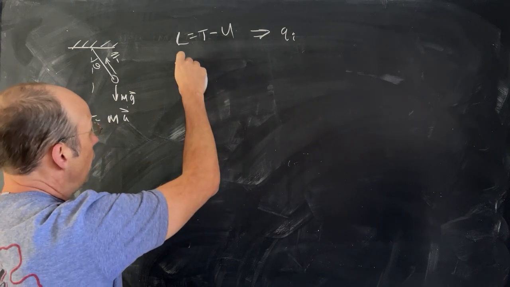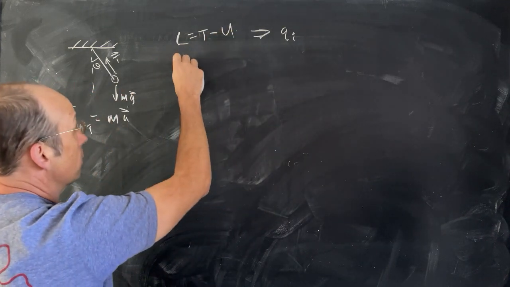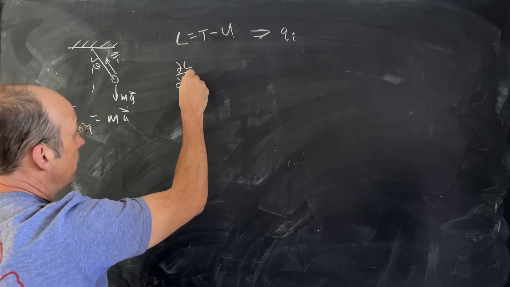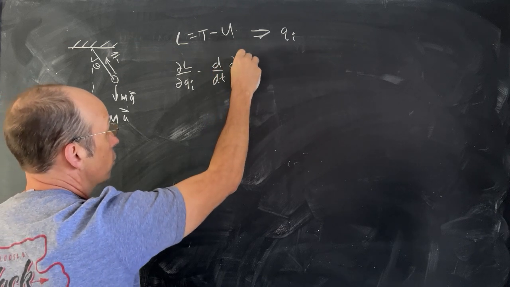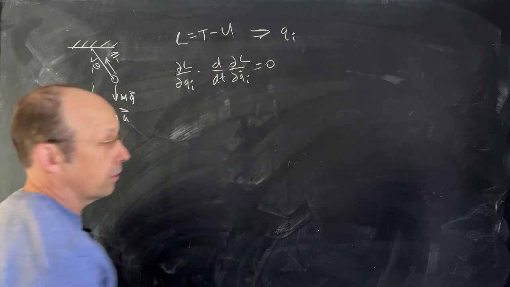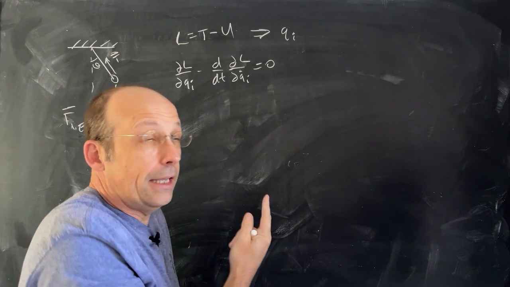With that, I get the following equation, the Euler-Lagrange equation. This says that the partial of L with respect to qi minus the derivative with respect to time of the partial of L with respect to qi dot is equal to 0. And from that, I can get equations of motion.